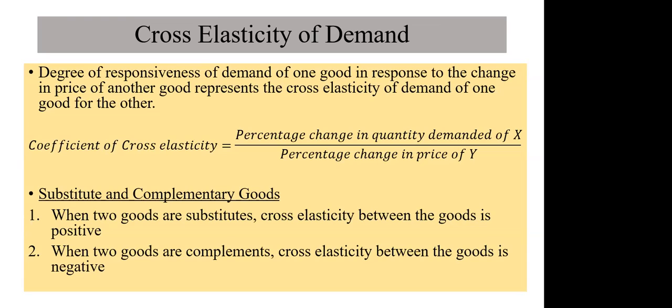Now, in case of complements, suppose there is an increase in the price of bread. It will automatically reduce the quantity demanded of butter because they are used together. If the price of bread is increased, then its demand will reduce. If bread is bought less by the consumer, then butter will also be bought less. So when the goods are complements, the cross elasticity between the goods is negative because the percentage change in quantity demanded and the percentage change in price of good Y will move in two different directions.